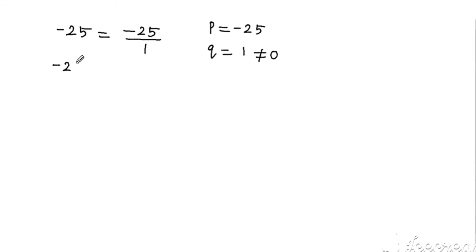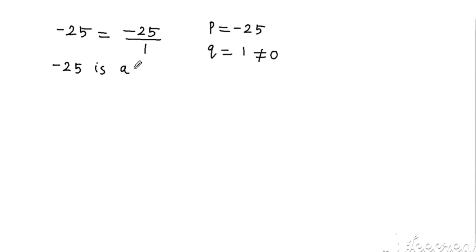Now consider the number negative 25. Is it a rational number? For that we need to check the 3 conditions. Negative 25 can be written as negative 25 divided by 1. We know that any number divided by 1 is that number, so it can be written like this. Here p is negative 25 and q is 1. We can see p and q are integers and q not equal to 0, it is 1. Okay, so negative 25 is a rational number.